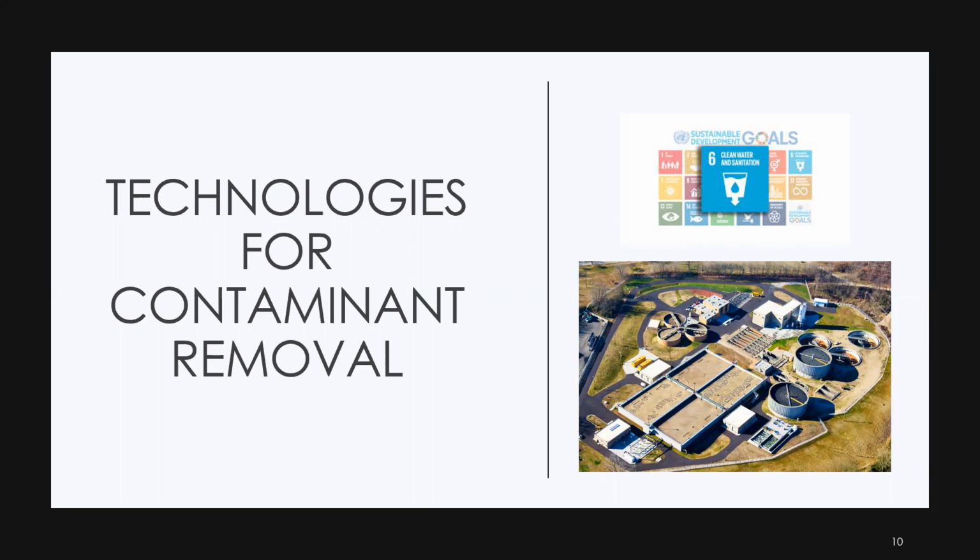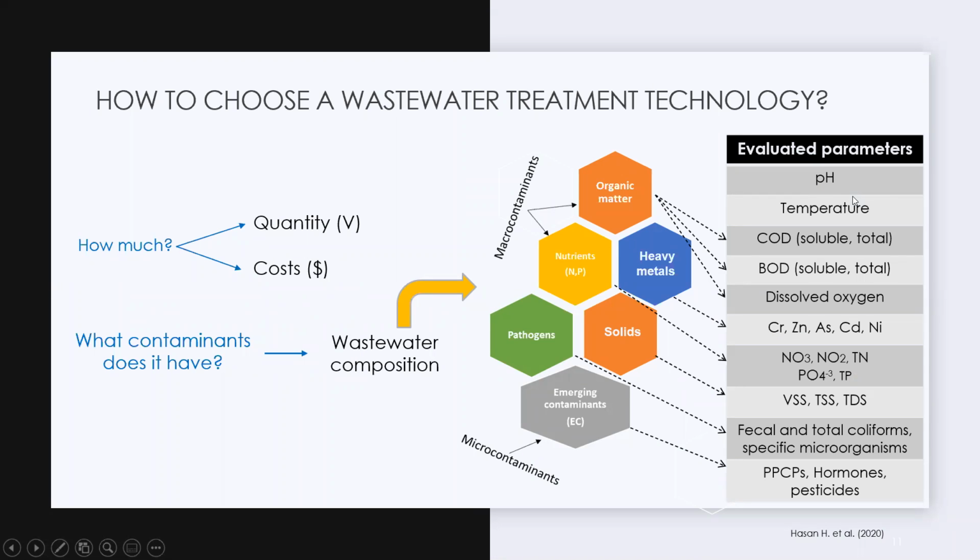That is extremely important. This has been even classified as objective number 6 of the sustainable development goals. And whenever you have that problem, contamination, you will have to decide what type of wastewater treatment technology you will use to remove these contaminants. For that purpose, you will have to know what is the volume of water that you want to deal with, what are the costs that you can consider in your treatment technology, and of course, you will have to consider what type of contaminants you have.